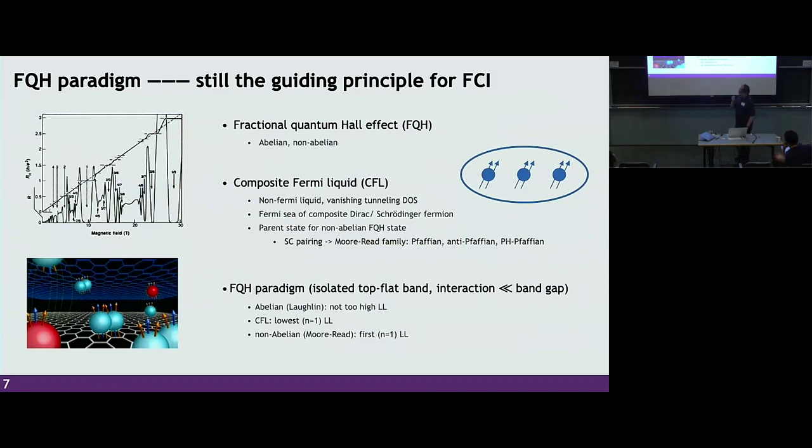abelian fractional quantum Hall is the most robust fractional quantum Hall phase that can occur in the low Landau levels. And a composite Fermi liquid can occur in the half-filled lowest Landau level, while the non-abelian phase is the most difficult one. It typically can only occur in the half-filled first Landau level under Coulomb interaction.